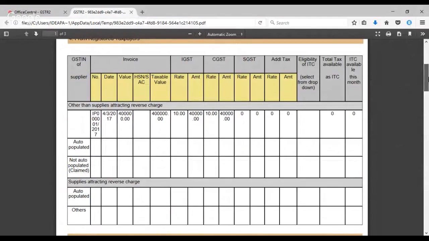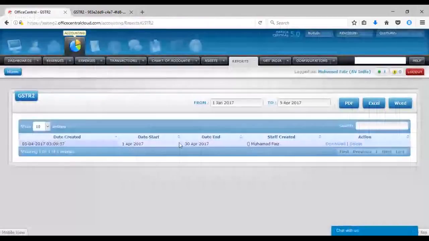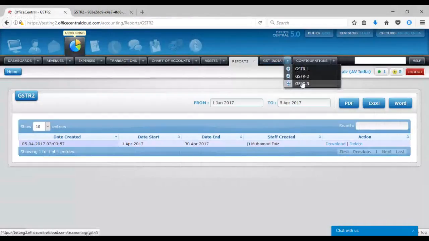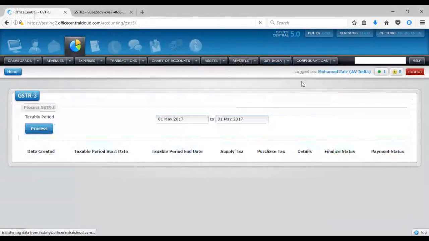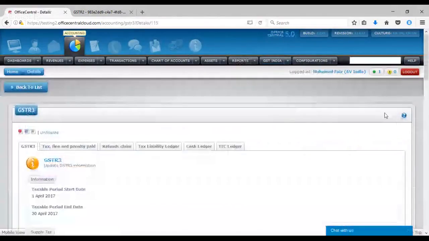Okay, now once you do your purchase listing, if you have done the supply listing and the purchase listing, then you actually can see the GST R3 report, which is a combination report. Faiz will show you how to get the GST R3 report. Go to the report and then click the GST R3, and then now you actually can get the GST R3 report. Click the detail, and you actually can see the GST R3 report.